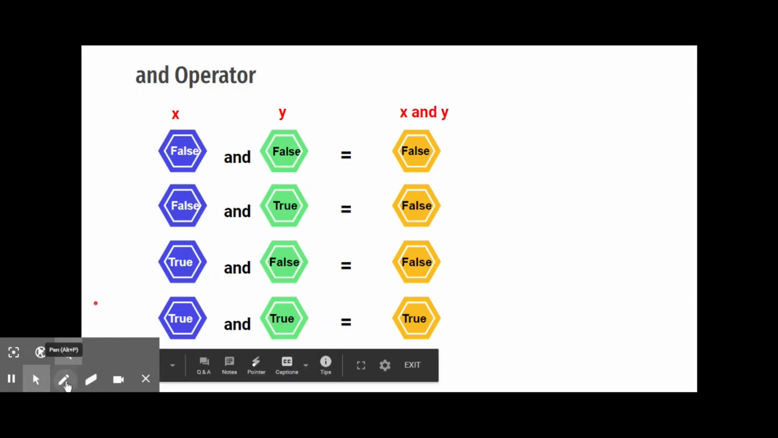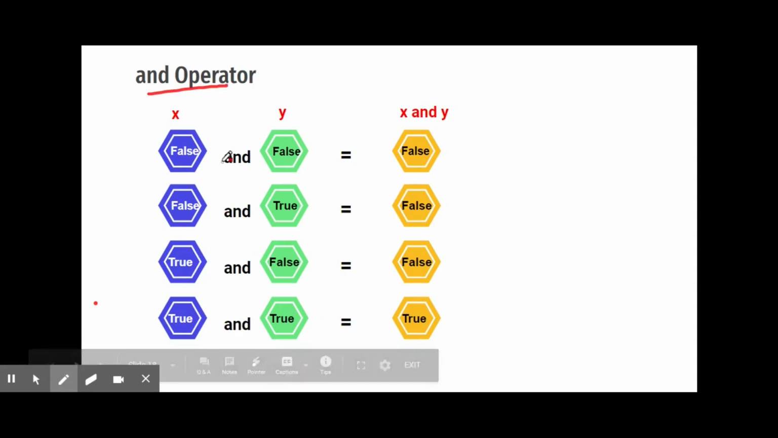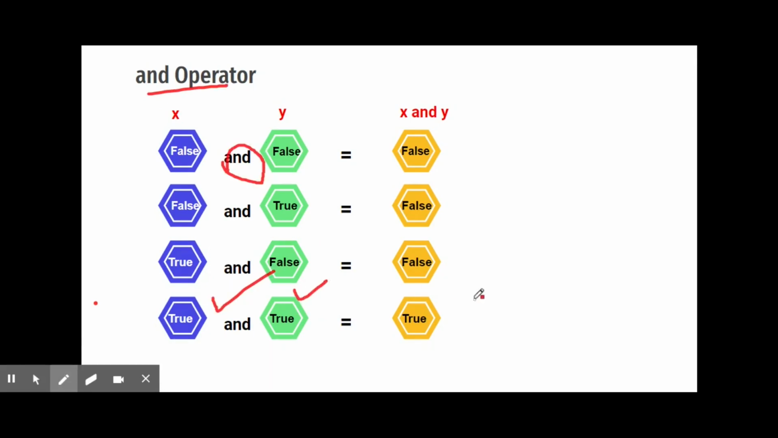Now we will look at AND operator. With the AND operator, you will need to have both the values as true in order for the answer to be true. So here x is true and y is true, that is why the answer is true. In the third case, x is true but y is false, so it's false. Only if one of them is true, it's not either. Both of them should be true for this answer to be true.